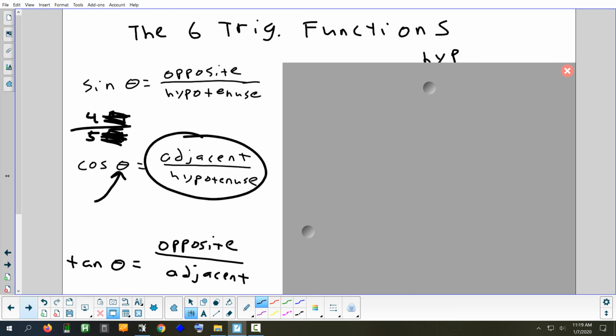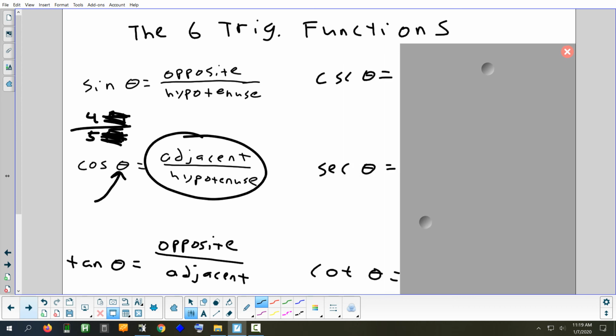Now, we have sine, cosine, tangent. We also have these 3: cosecant, secant, and cotangent. What's the connection between the one on the left and the one on the right? Inverse? Not inverse. Not inverse. Different word.